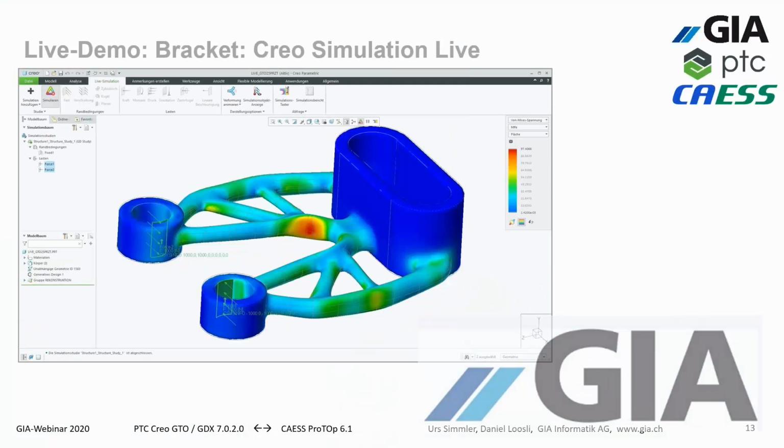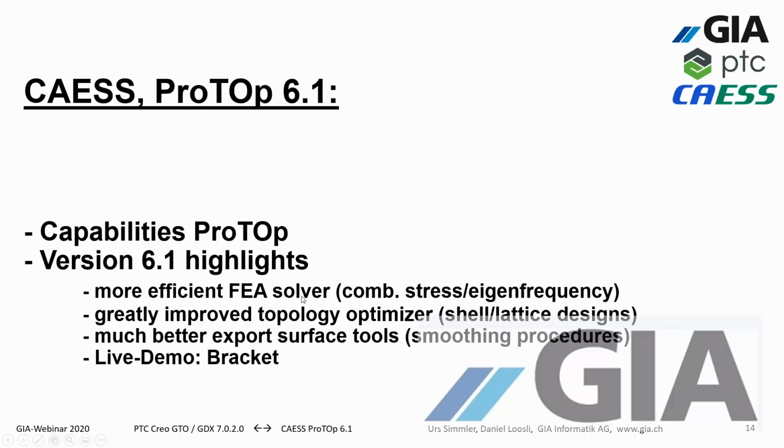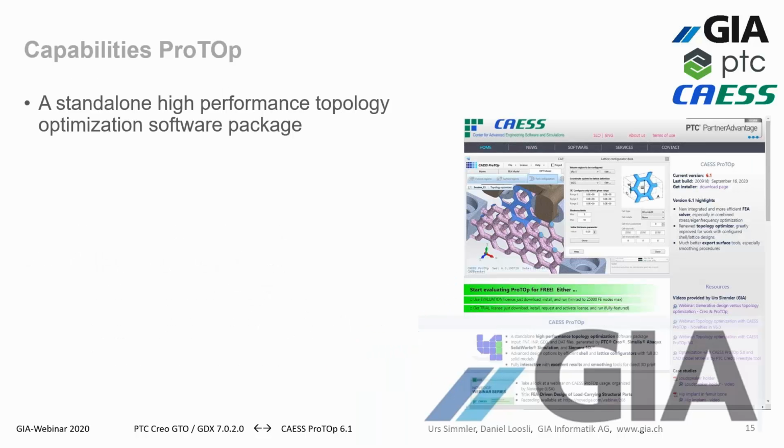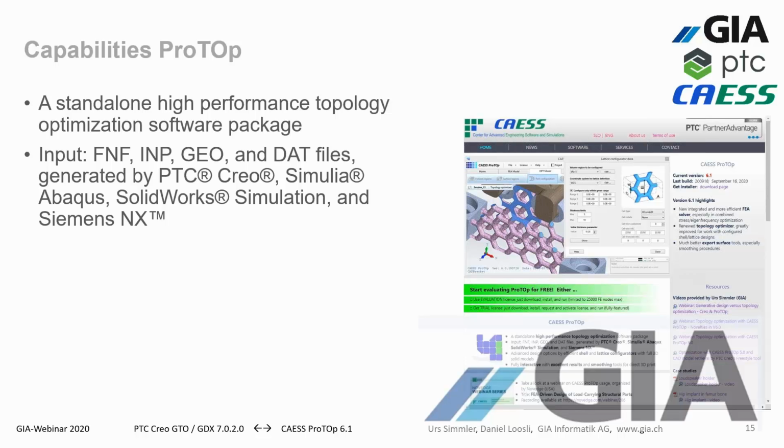We're going for, let's say, the next product. So we saw right now GTO and the movie of GDX, and now we're going to have a look at the, let's say, traditional product called PRoTOp from the Slovenian company CAESS. PRoTOp is a, let's say, traditional topology optimization tool which can be used with input from Creo Parametric, from SolidWorks, Siemens NX, or CATIA.